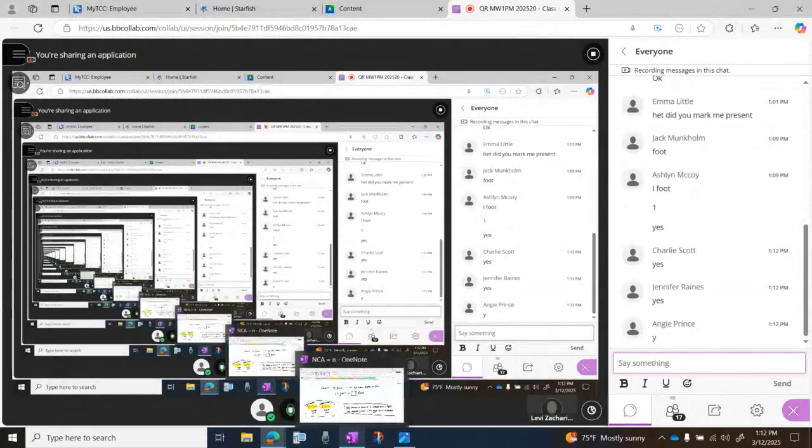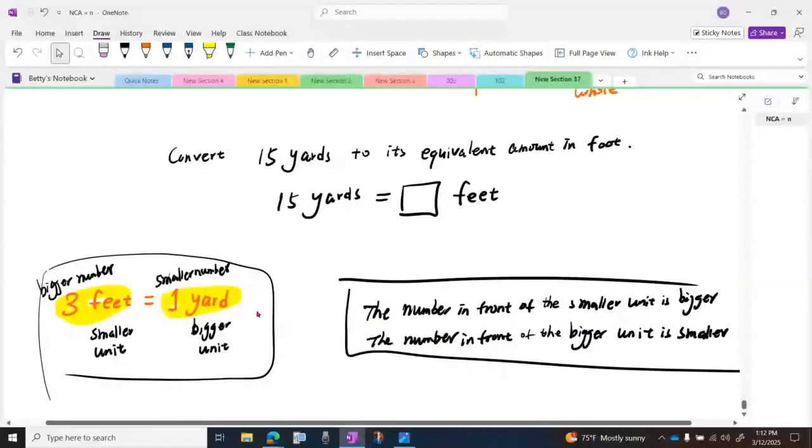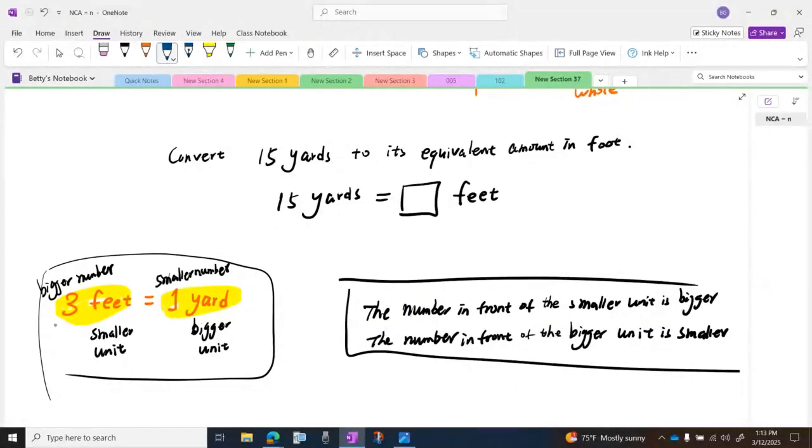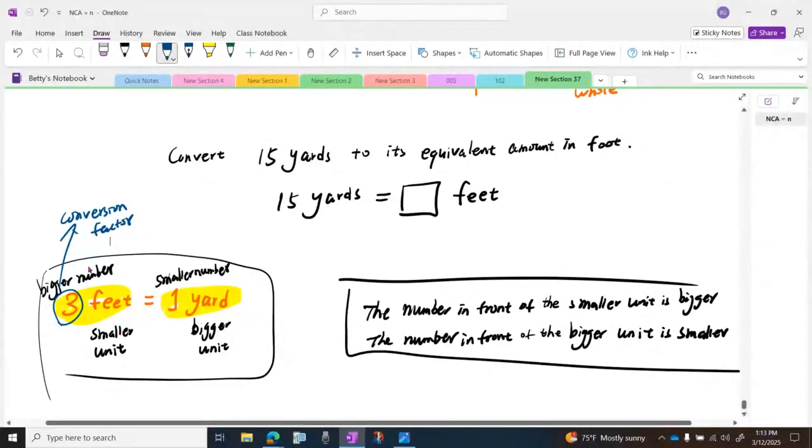Very good. And in this formula, 3 feet equals 1 yard. 3 here is the conversion factor. We need to know that name. 3 here is the conversion factor, because my method uses the conversion factor as the key step.